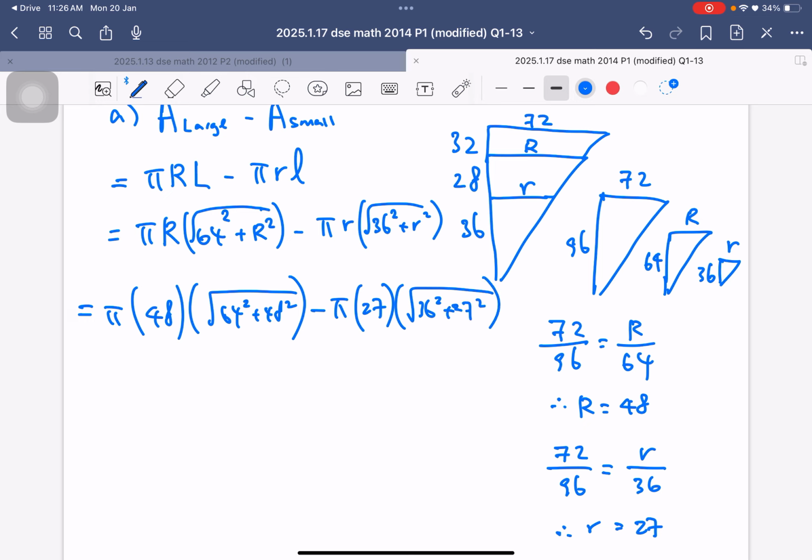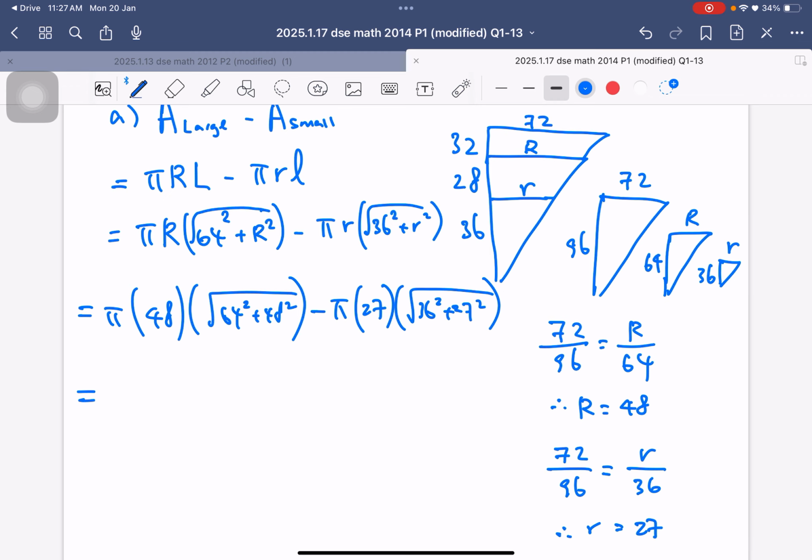Okay, clear? Then what's the final answer, Jamneet? 2625. Is this correct? I'm not sure. Is that 36 squared plus 27 squared? Okay, 2625 pi. Okay? Is this okay? Sandeep, okay with this? Yeah. Not that hard, isn't it?